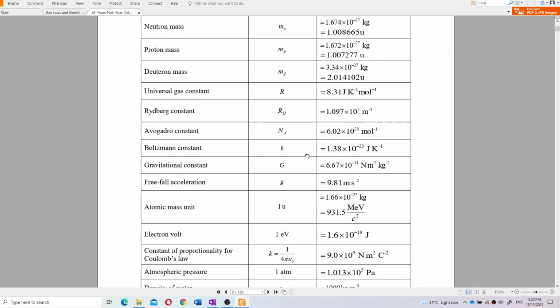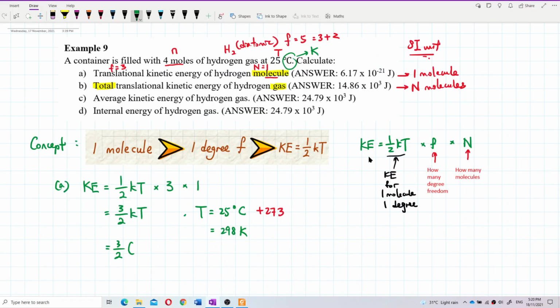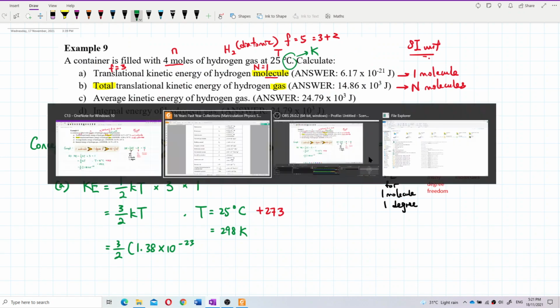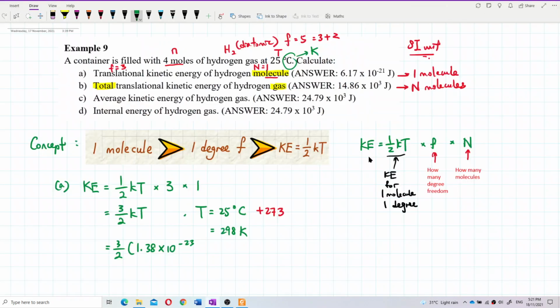Okay, so k is 1.38 exponent negative 23. All right, that's right. And then what's the temperature? The temperature is 298 Kelvin. And let's calculate the answer.